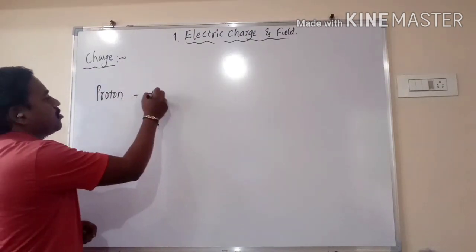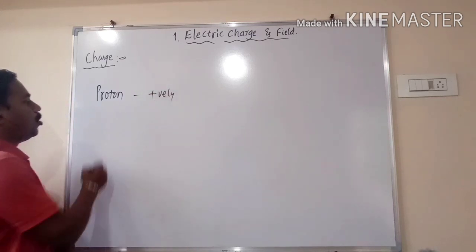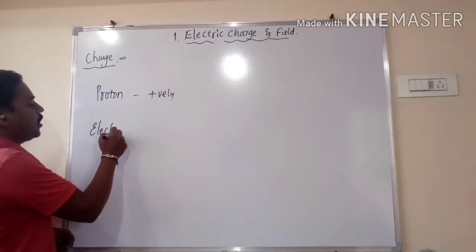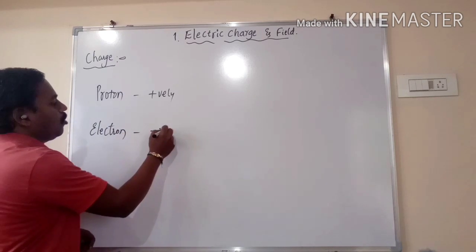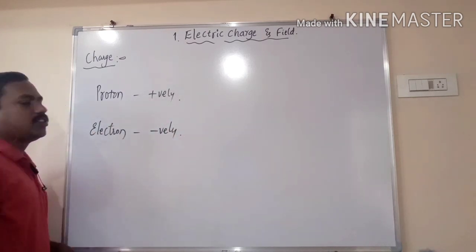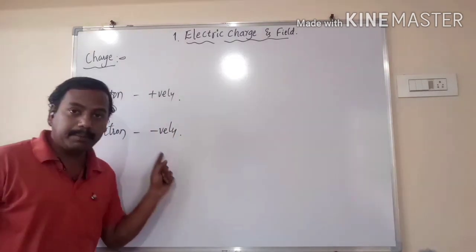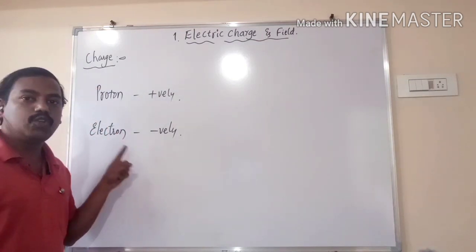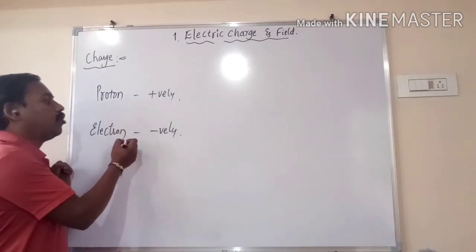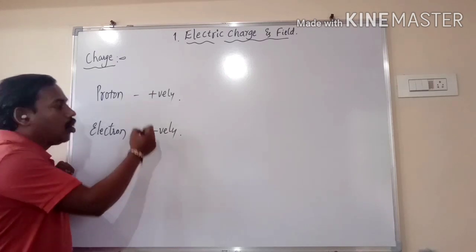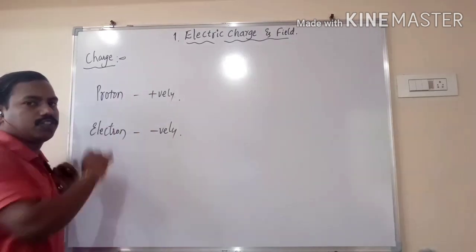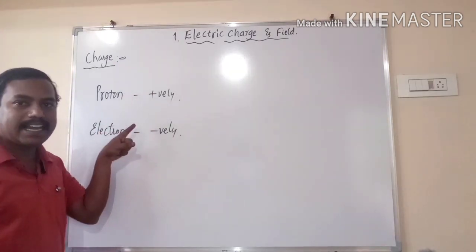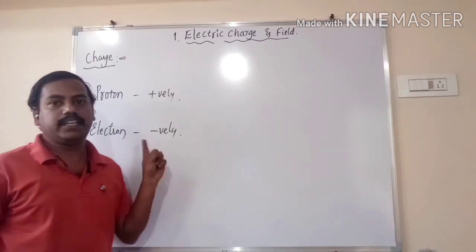It should be taken as a positively charged particle, and we take the electron as a negatively charged particle. But remember one thing, there is nothing written on the electron saying it is negatively charged or on the proton saying it is positively charged. So these two signs are taken conventionally.